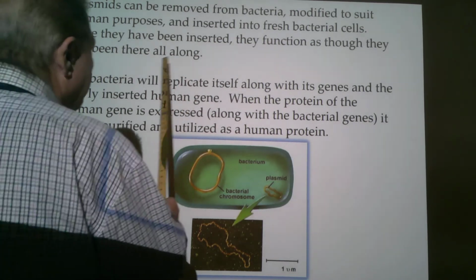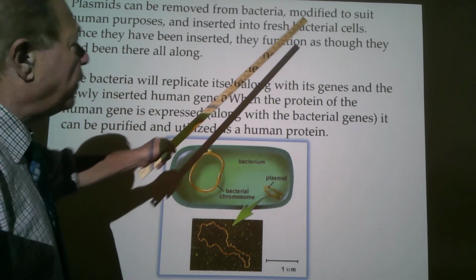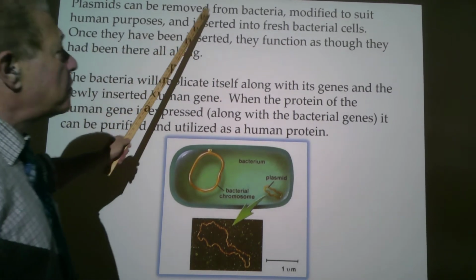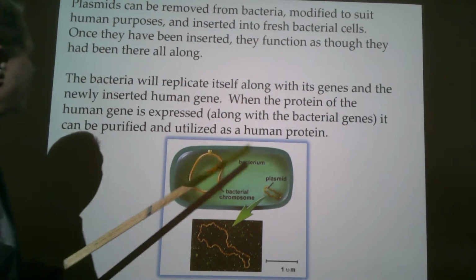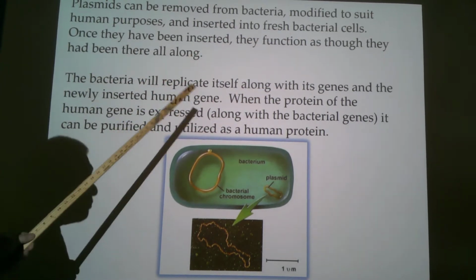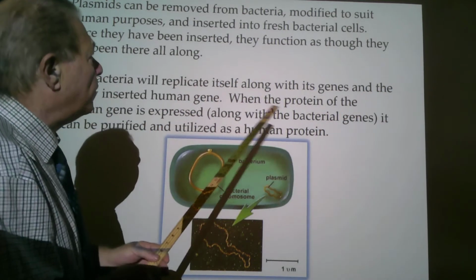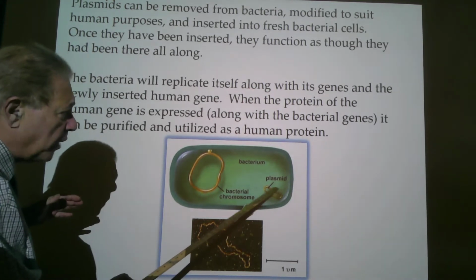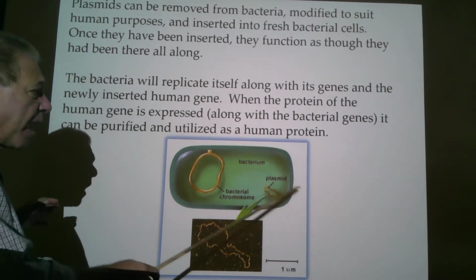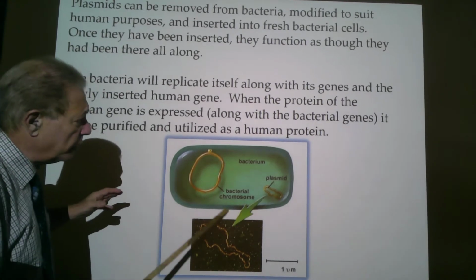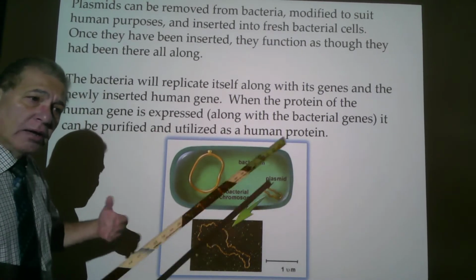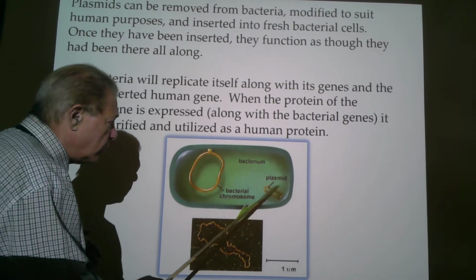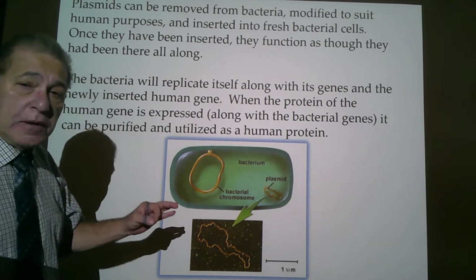Plasmids can be removed from the bacteria and then modified to suit human purposes. Again, we've been doing this for a long time, and then inserted into a fresh bacterial cell. Once they've been inserted back into that fresh bacterial cell, they function as though they've been there all along. They don't know the difference. That is to say, once we take this plasmid out, modify it, and put it back into the bacteria, it'll go along its regular lifespan, expressing the genes that are on its bacterial chromosome and expressing the genes that are in the plasmid, which is a circular piece of DNA.